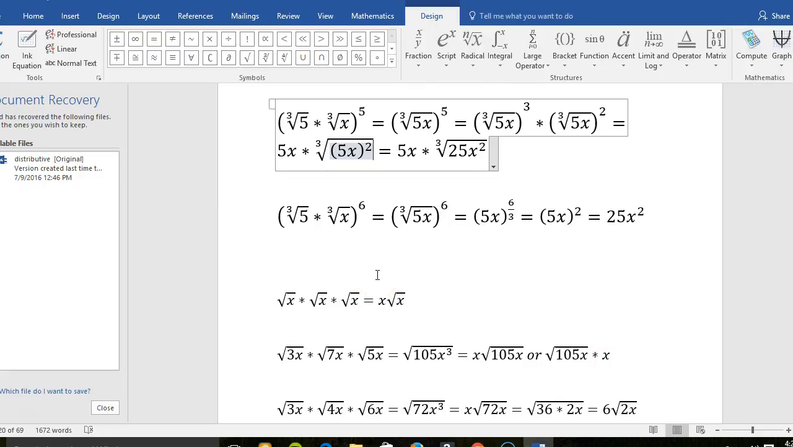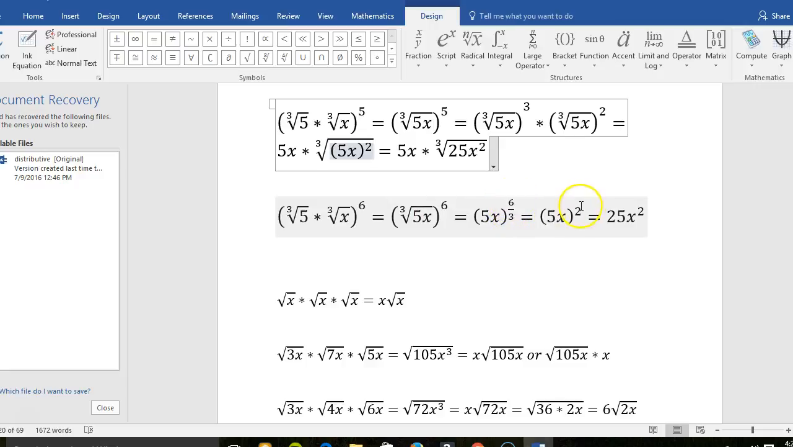Now this one is actually much nicer because 6 is a multiple of 3. For this time, we bring together, so we have the cube root of 5x, and we have it to the 6th power. But now it would be silly to do it the other way. Notice that's just parentheses 5x to the 6/3 power. The 6 over the 3, that's just in fraction exponent form.